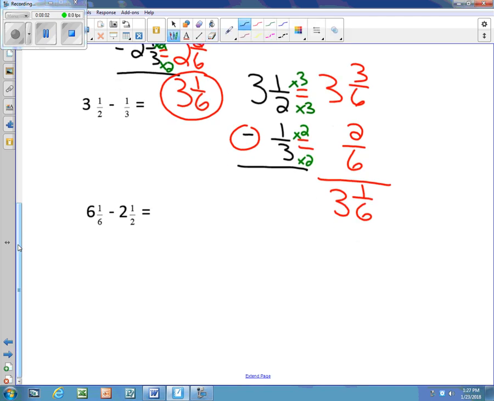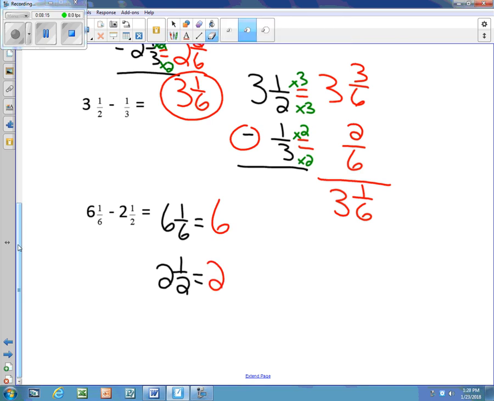Next, we have 6 1/6 and 2 1/2. First thing we're going to do is carry over the whole number. And then we're going to find our common denominator, which some of you like to make 12. I don't have to go that high. I can use 6. In this case, this is going to be times 1, and this will be times 3. So then we're going to fill in our answer. We're going to end up with 1/6 and 3/6.